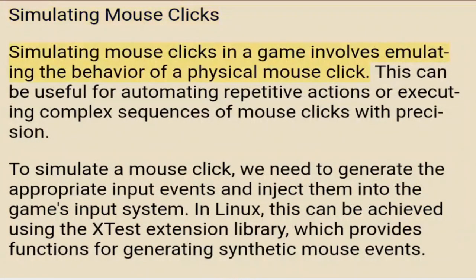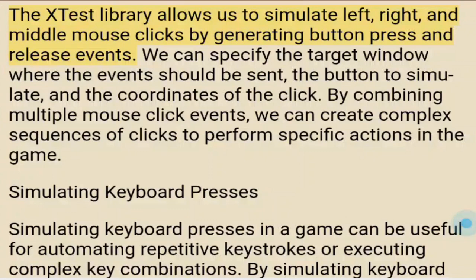Simulating mouse clicks. Simulating mouse clicks in a game involves emulating the behavior of a physical mouse click. This can be useful for automating repetitive actions or executing complex sequences of mouse clicks with precision. To simulate a mouse click, we need to generate the appropriate input events and inject them into the game's input system. In Linux, this can be achieved using the XTest extension library, which provides functions for generating synthetic mouse events. The XTest library allows us to simulate left, right, and middle mouse clicks by generating button press and release events. We can specify the target window where the events should be sent, the button to simulate, and the coordinates of the click. By combining multiple mouse click events, we can create complex sequences of clicks to perform specific actions in the game.